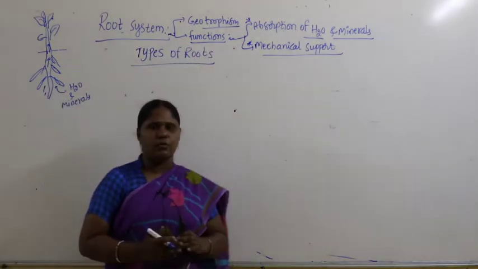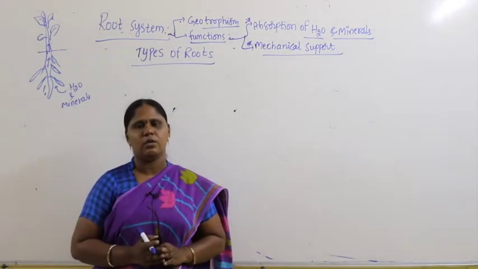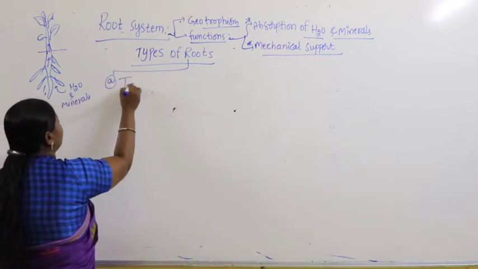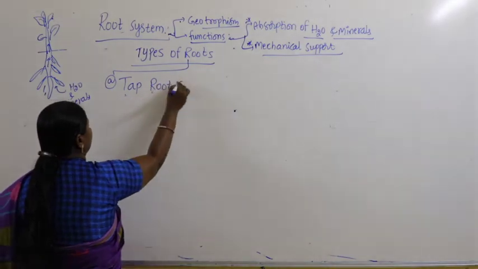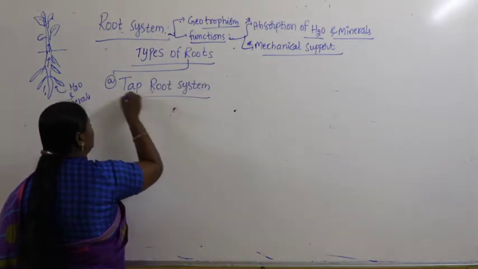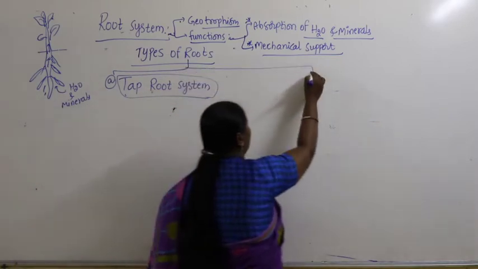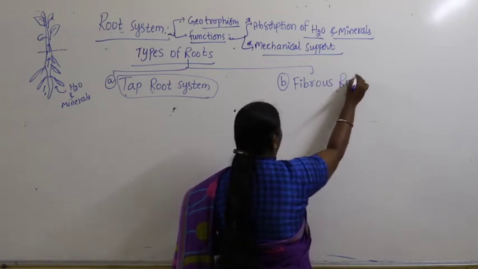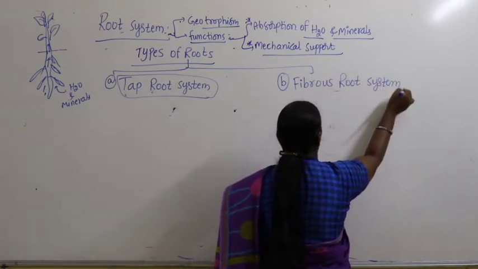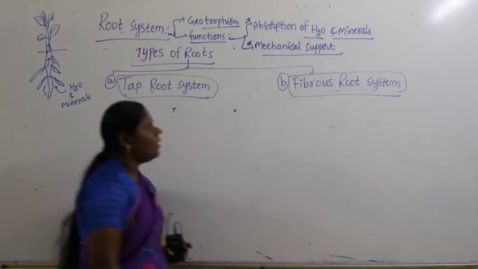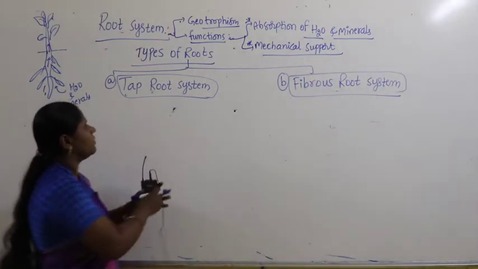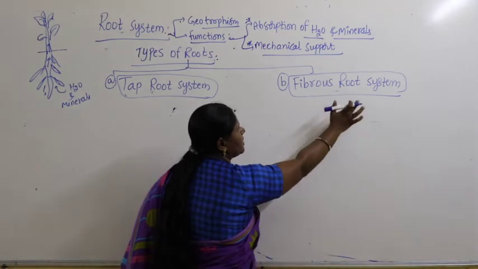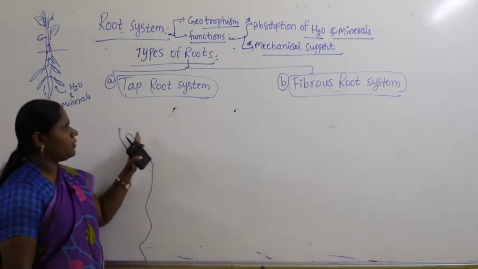There are different types of roots that exist in plants, but majorly we talk about two categories. The first category is called the tap root system, and the second category of root system is called the fibrous root system. So, what are the two types of root system we are discussing? Tap root system and fibrous root system. So, what is this tap root system?